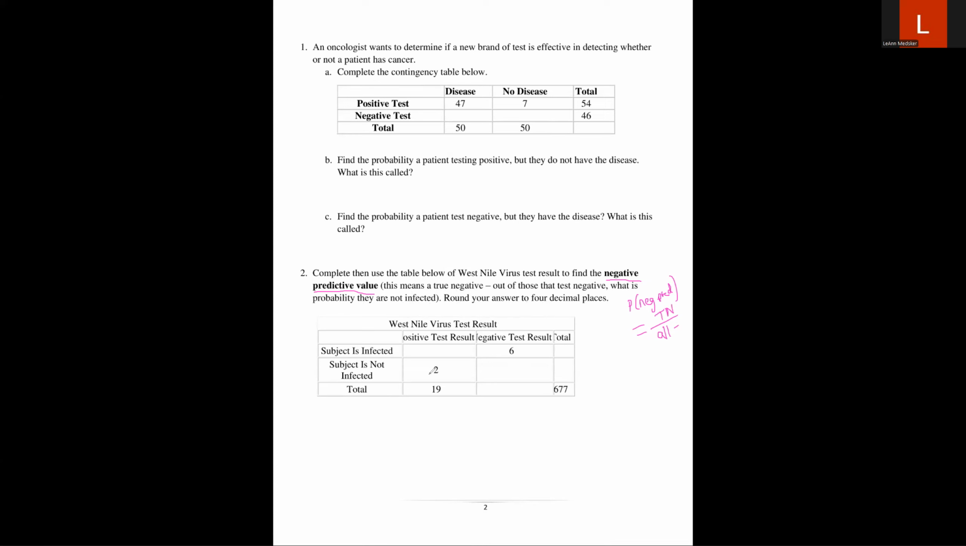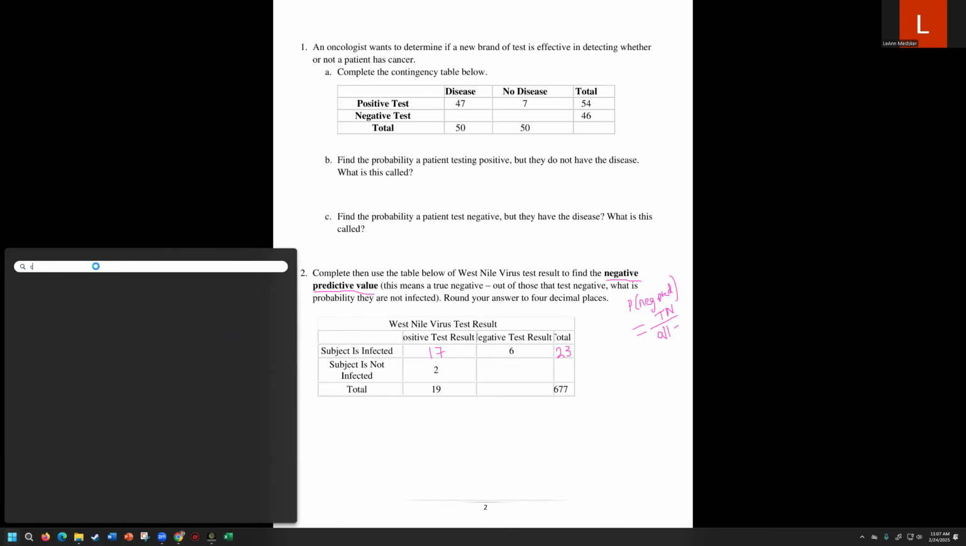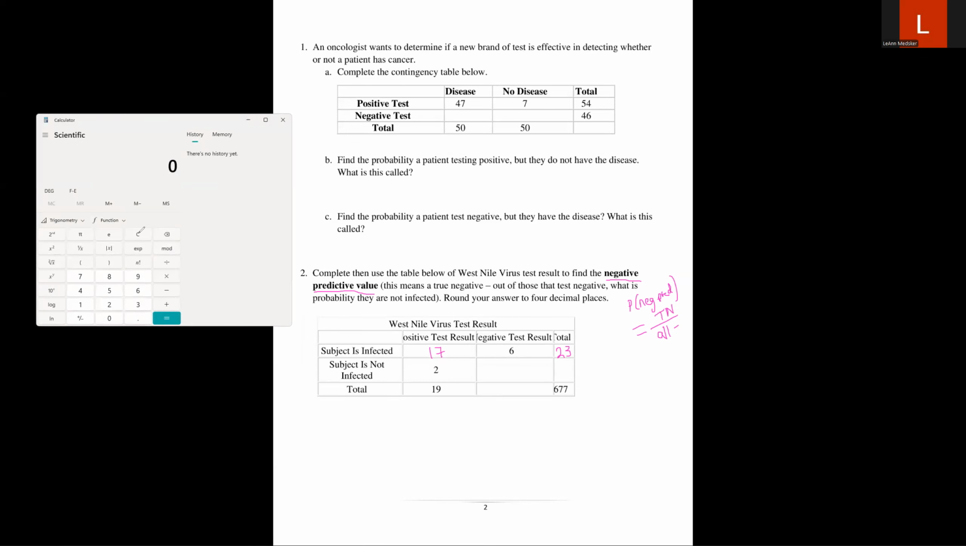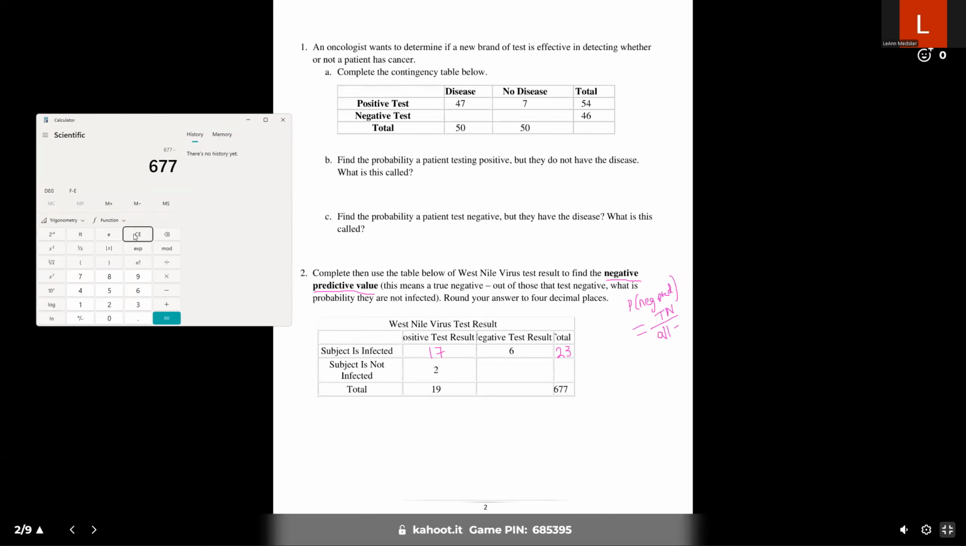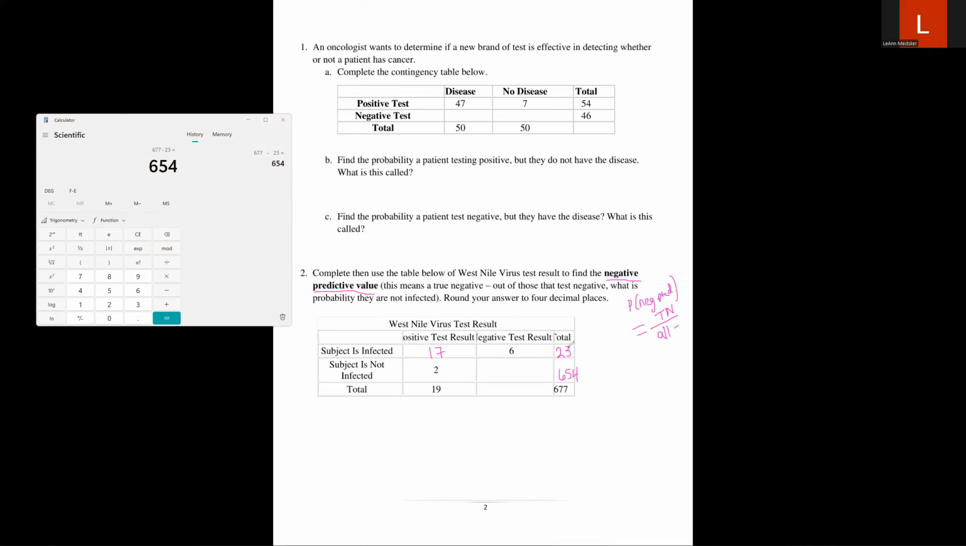So we do need to fill in the rest of this table. This adds to 19, so that would have to be 17. 17 plus 6 is 23. We've got some big numbers here. Let me pull up my calculator. We've got this 677 minus the 23. That would be 654 would be the total of people who were not infected. Notice those add to now 677. We have 2 people who have positive test results, so that means 652 of them were negative test results. And if we add this column together, we get 658.